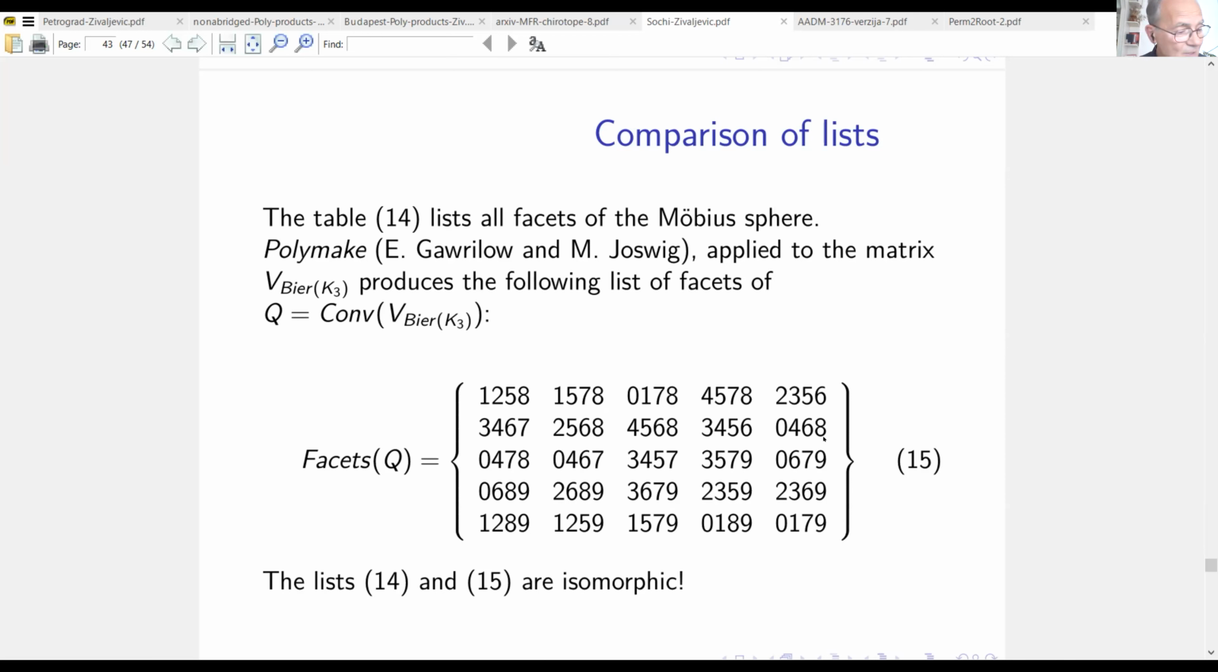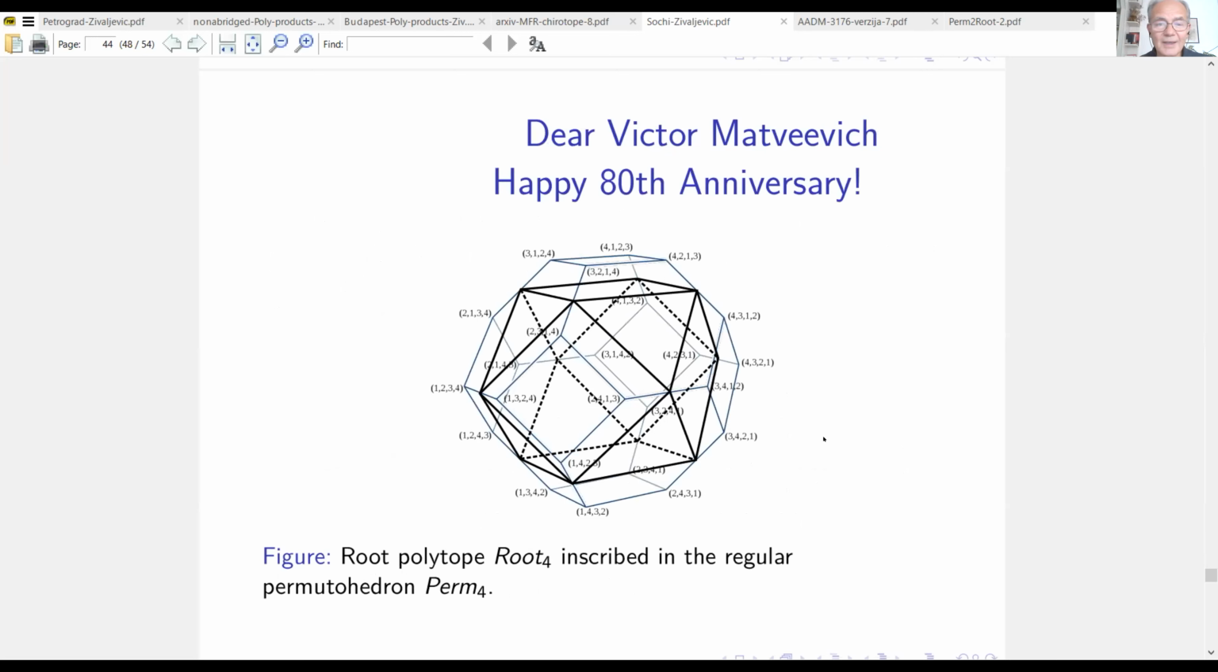My time is, I maybe have still a few more minutes, but maybe it's a good time to finish. Dear Viktor Matveyevich, happy 80th anniversary, and one of my favorite pictures hopefully for one of our future projects. So let's thank the speaker.